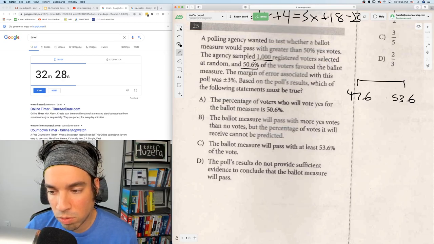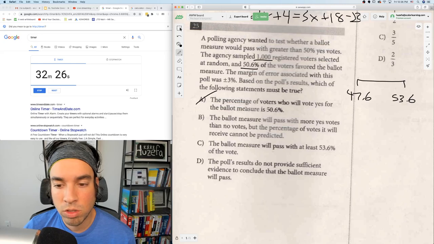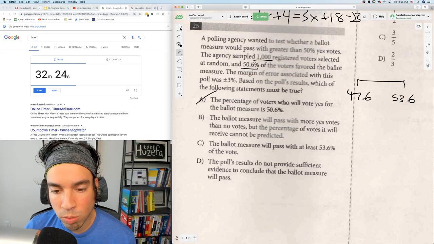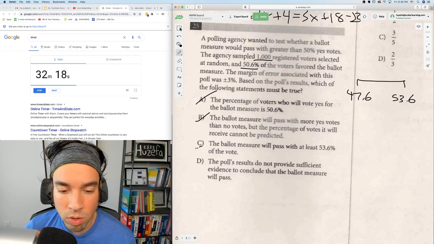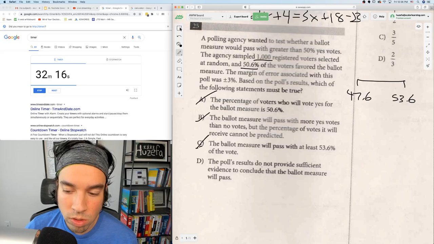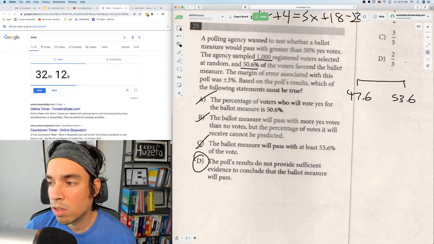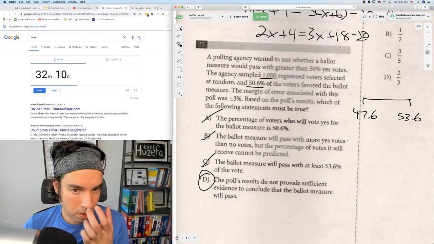The percentage of voters who will vote yes. No, that's too definitive. The ballot measure will pass with more yes votes, but the percent, no. No, because 47.6 means it might fail. The ballot measure will pass, no. The poll results do not provide sufficient evidence to conclude that the, yeah. Because they're kind of straddling whether it'll pass or fail.